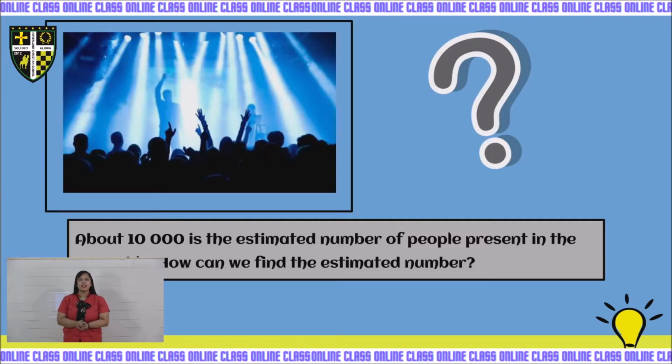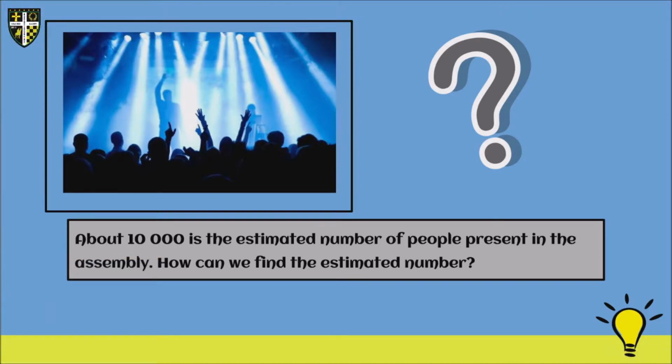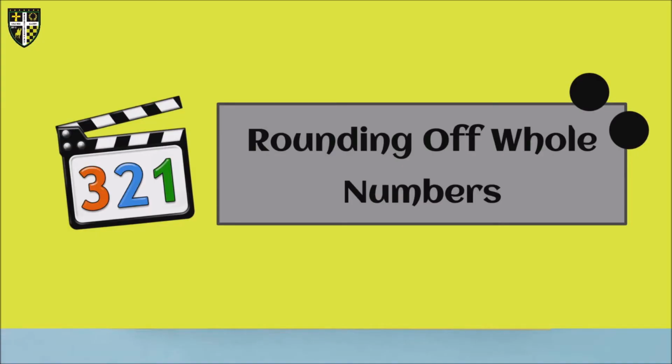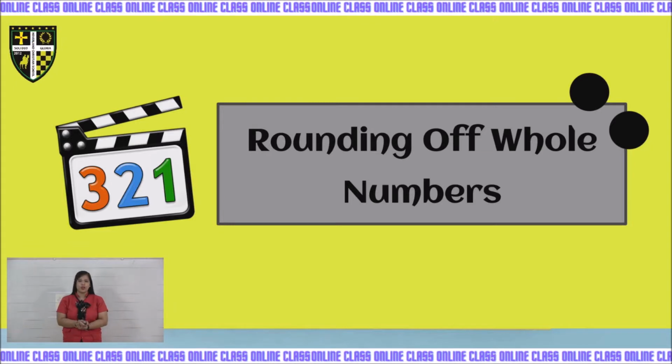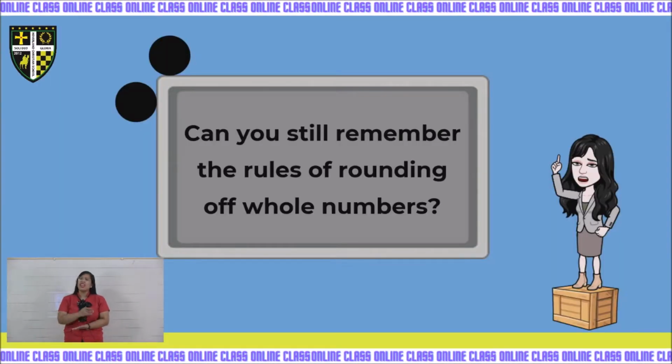Before we start our discussion, kids, let me ask you a question. About 10,000 is the estimated number of people present in the assembly. How can we find the estimated number? Any guess? To find the estimated number, we need to apply the rules of rounding off. So our main topic for today is rounding off numbers.